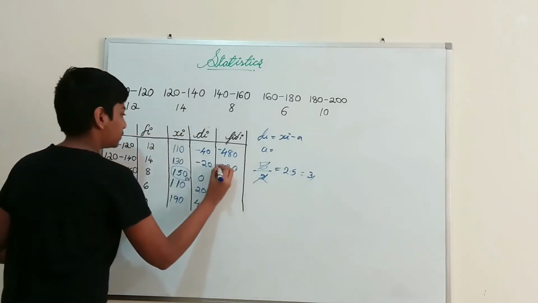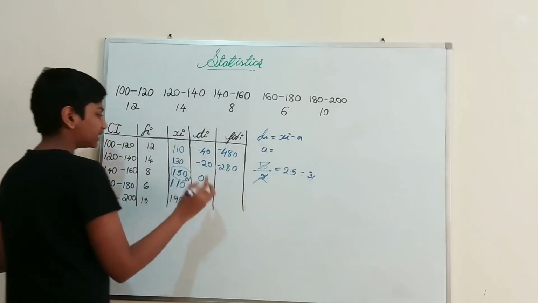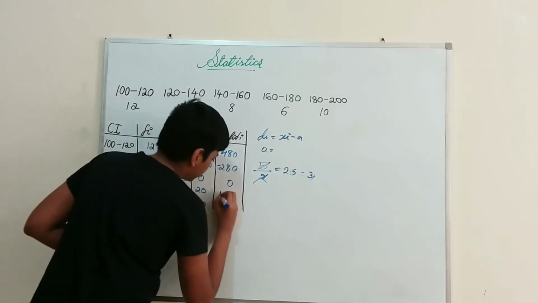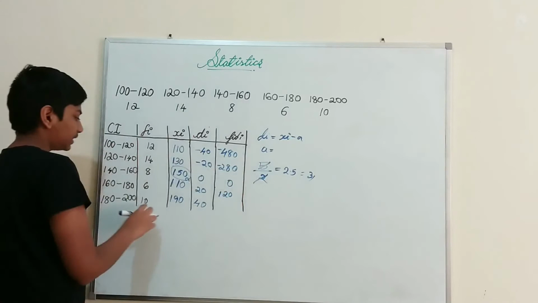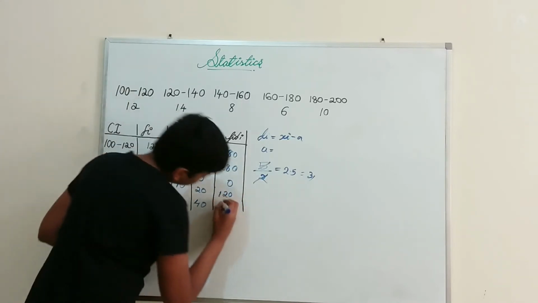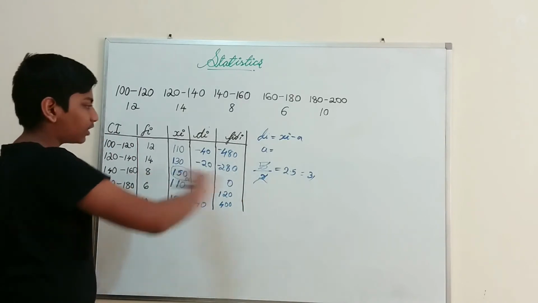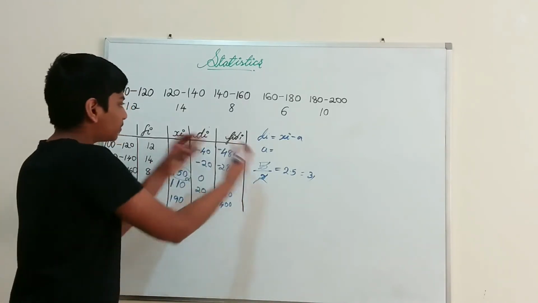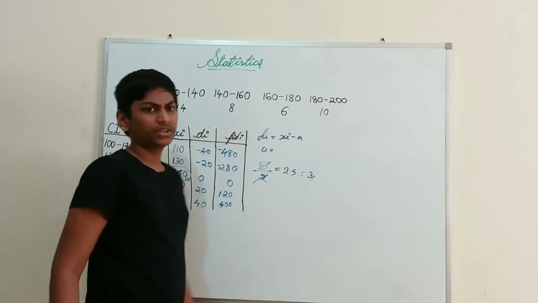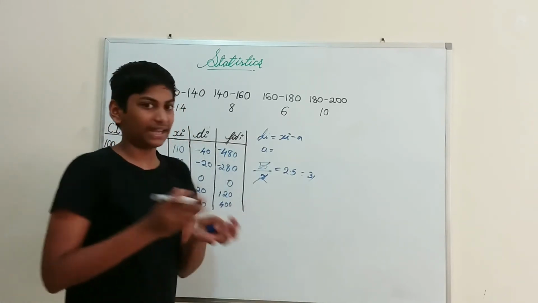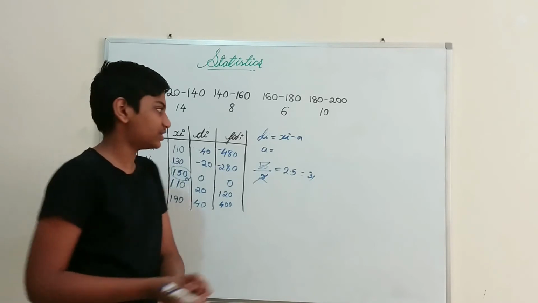Okay, minus 280. 8 into 0 is always 0. So 6 into 2 is 12, so 120. Then 0, then 10 into 40 is nothing but 400. Now we have everything. We solved our column. Now our column has no more space and there's no new column. So I think we have come to the end of solving this question.